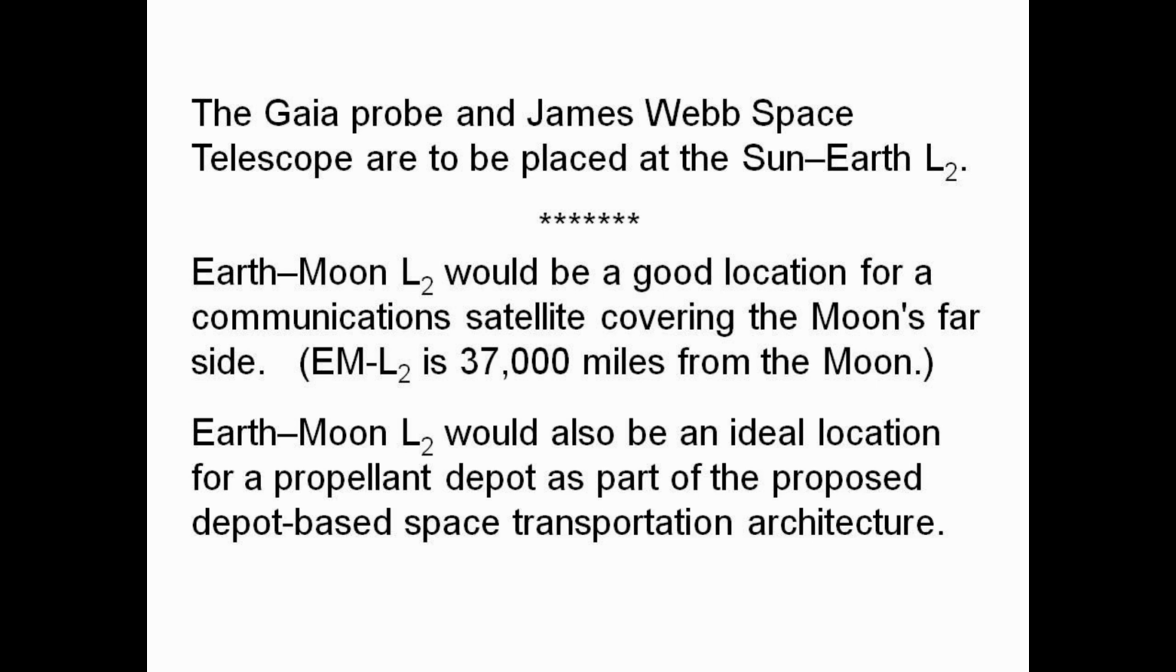The Earth-Moon L2 would be a good location for a communications satellite covering the moon's far side. Now, why would we need that? If we ever had people on the moon on the far side, you can't send a radio signal from that through the moon to the Earth. You need some kind of a satellite up above that, and the L2 point on the far side of the moon would be good for that. And it's also suggested that it'd be a good place for a propellant depot as part of space exploration and so on. Probably not both at the same time. I think you probably wouldn't want both of those in the same spot.